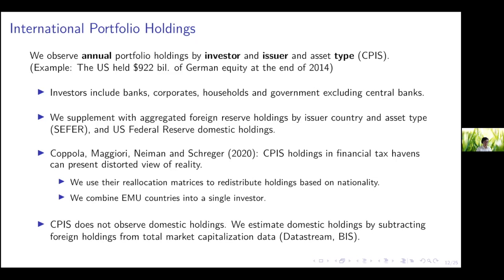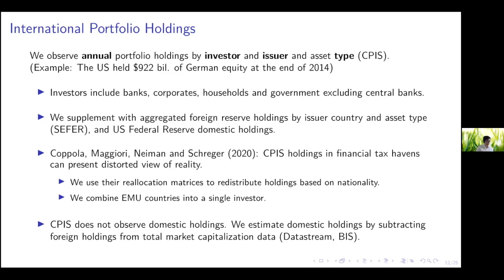We're going to try to correct for this as much as possible using the CMNS reallocation matrices. This is their global capital allocation project, where they provide matrices that try to redistribute the holdings in these tax havens back to a nationality basis. There's another issue, where a lot of EMU investment runs through Luxembourg. If you look at the raw data by itself, you're going to see that Luxembourg is a top 10 investor in all asset classes. We can't really split up the Luxembourg investment back to its origins. So we're going to combine all the European Monetary Union countries into a single investor, and take the investment decision of the EMU as a whole.